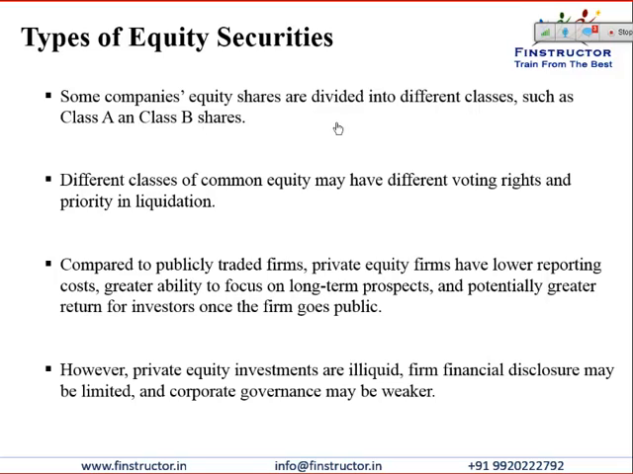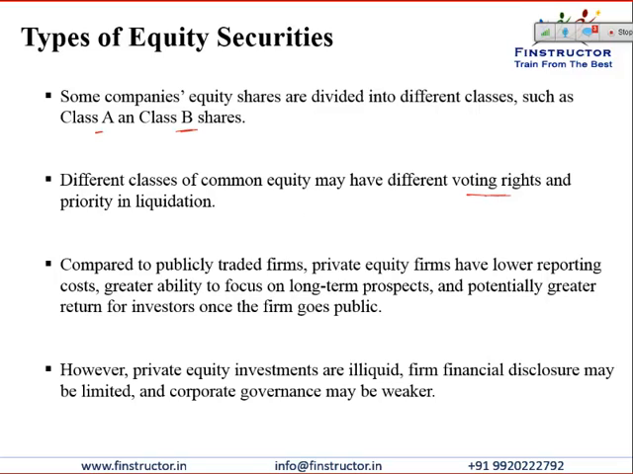Some companies' equity shares are divided into different classes. That is, a class A and class B common shares. So different classes of common equity generally tend to have different voting rights. So a class A may not be allowed to vote, whereas class B is allowed to vote for the board of directors, or class A is not allowed to vote for significant M&A transactions, something like that. So there is some difference in voting rights and some difference in the priority in liquidation between class A and class B shares. Hence the value at which the two will be trading will also be different corresponding to these rights.